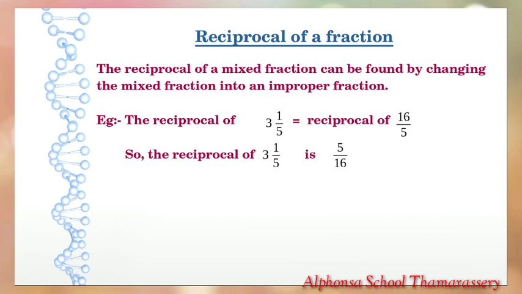The reciprocal of a mixed fraction can be found by changing the mixed fraction into an improper fraction. So, for example, the reciprocal of 3 1 by 5, that is, you have to change the mixed fraction to an improper fraction. So the improper fraction of 3 1 by 5 is 16 by 5. So the reciprocal of 3 1 by 5 is equal to the reciprocal of 16 by 5. So the reciprocal of 3 1 by 5 is 5 by 16.